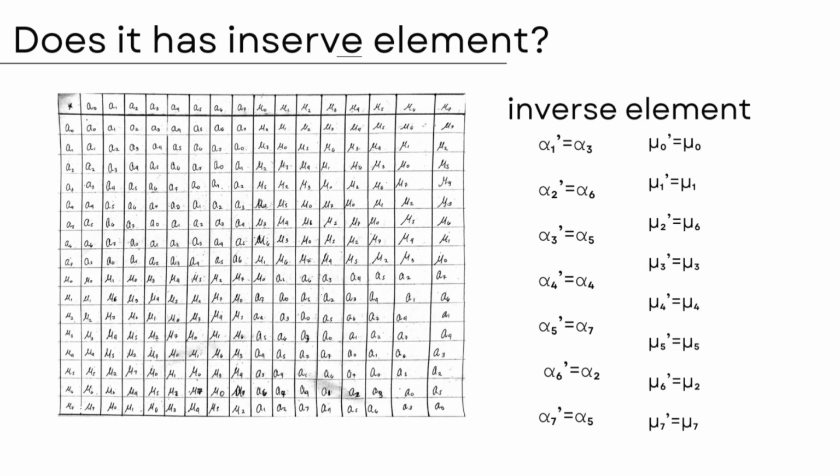So for the line of symmetry, we have the inverse of mu sub 0 is itself as well as the mu sub 1. Then for the mu sub 2, the inverse of it is mu sub 6. Then the inverse of mu sub 3 to mu sub 5 is itself. Then let's move to the mu sub 6. So the inverse of mu sub 6 is mu sub 2. Then for the last line of symmetry, we have the mu sub 7. The inverse of mu sub 7 is itself.